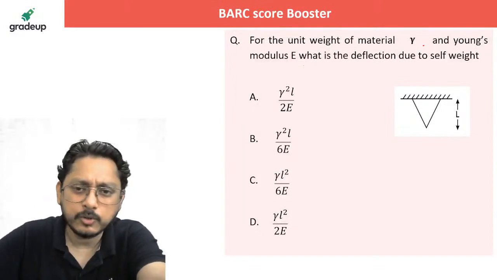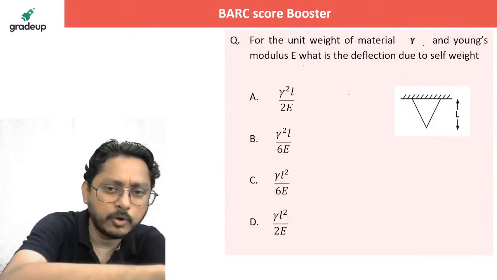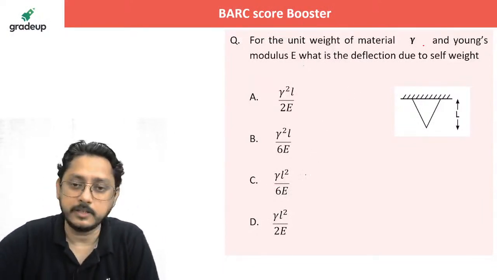Is it B you are saying? Who is saying B? Okay, gamma L square by 6E. That's okay, C is the correct one.